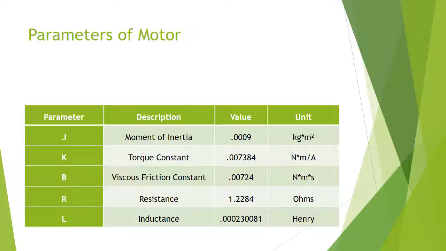The table in this slide shows the parameters of the motor I chose, which is a Baldor brand DC motor. For the moment of inertia, the value is 0.0009 kilograms meters squared. For the torque constant, the value is 0.007384 newton meters over ampere. The viscous friction constant was 0.00724 newton meters seconds. The resistance was 1.2284 ohms, and the inductance was about 0.00023 henry.